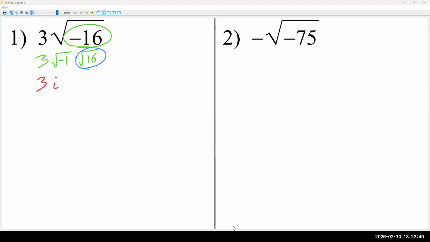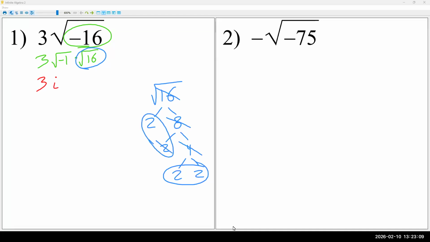And then, well, let's think about the square root of 16. Now, hopefully you know what the square root of 16 is, but if you don't, you can use our magic treehouse and say, okay, well, we'll multiply. 16 is an even number, so 2 times 8, 2 times 4, 2 times 2. I have a pair of 2s, another pair of 2s, one of each dice. I got 2 times 2, which is 4. So the square root of 16 is 4. So right now I have 3 times i times 4. Well, 3 times 4 is 12. So my answer is 12i.